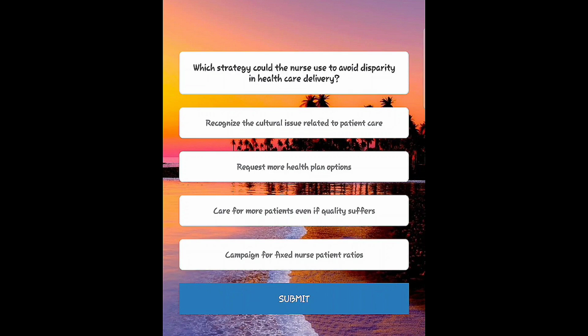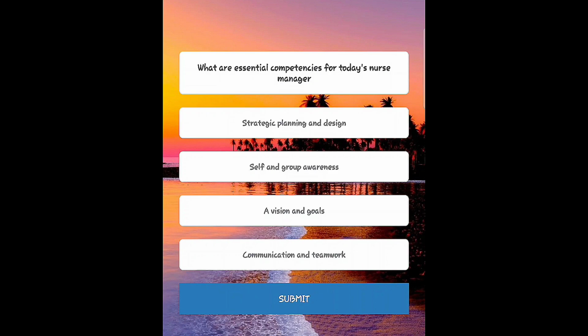Yeah. Which strategy could the nurse use to avoid disparity in healthcare delivery? A, recognize the cultural issue related to the patient care. B, request more health plan options. C, care for more patients even if quality suffers. D, campaign for fixed nurse patient ratios. So to avoid disparity, we need to recognize individuals' cultural differences. So I would say recognize the cultural issue related to patient care. Hopefully it's right. Yes.